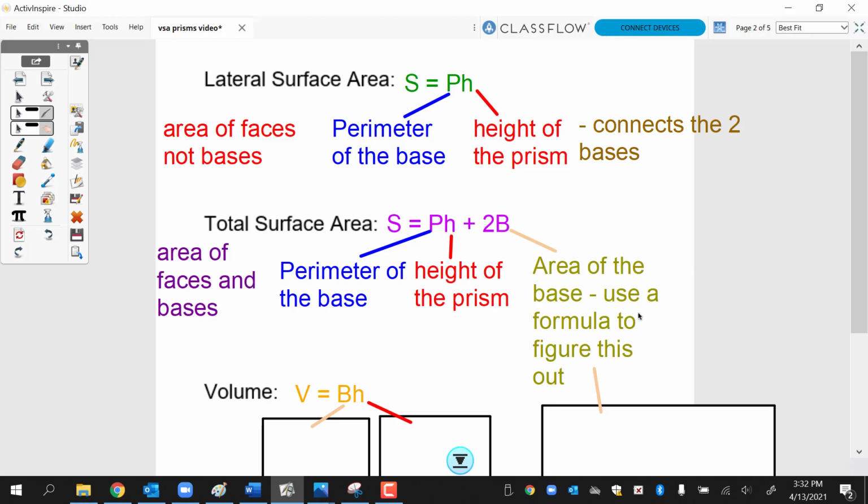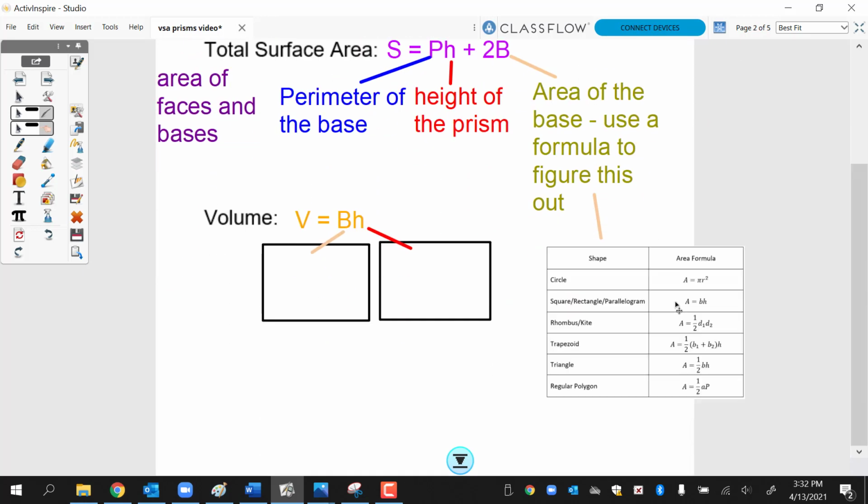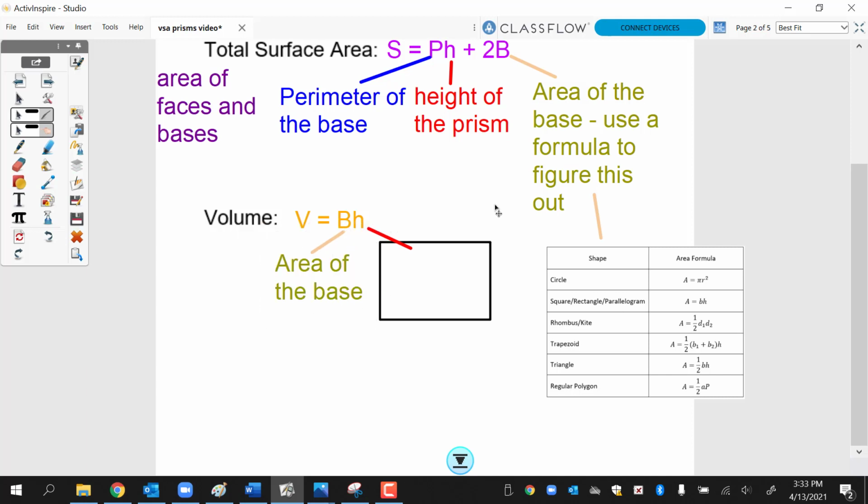So in order to find an area, we have to use a formula to figure it out. Anything that is a capital letter is not just one of the numbers in the picture. That means we have to figure something out in order to get that number, okay? So how do I know what formula to use? Well, we just did a whole unit on finding area, so you have to use one of these formulas to figure out the area and put the number there. So that's for total surface area. For volume, it's right here, V equals big B times H. Big B is still the area of the base, so we're still using a formula to figure that out. And H is still the height of the prism.